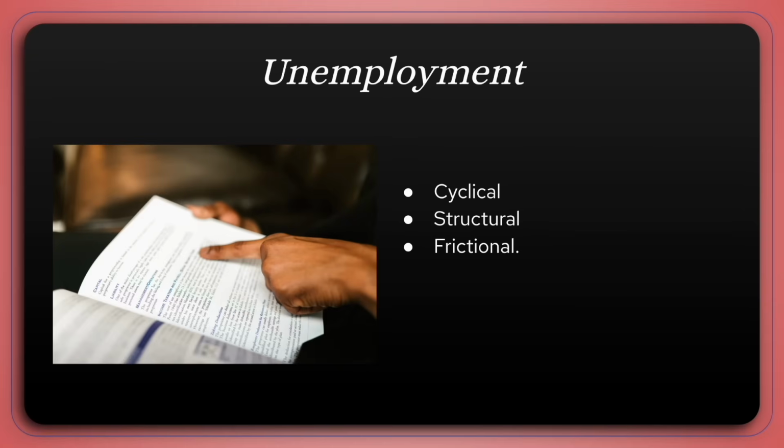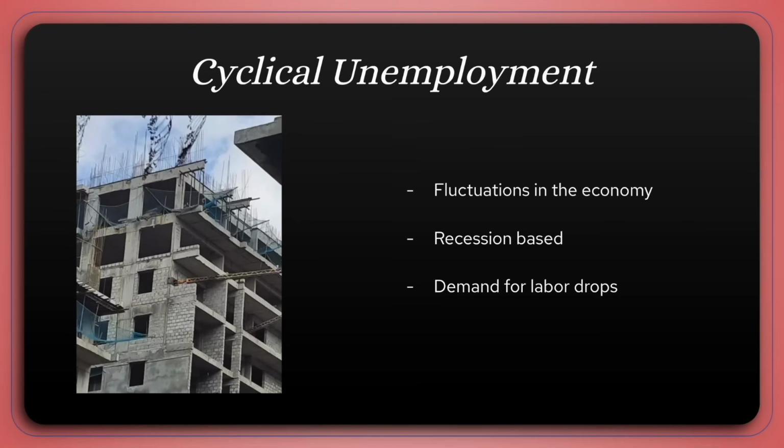So first, unemployment. Unemployment is split into 3 categories: cyclical, structural, and frictional. So what is cyclical unemployment? Cyclical unemployment results from fluctuations in the overall economy. When the economy enters a recession or a downturn, demand for goods and services decreases, causing businesses to scale back production. As a result, they lay off workers, leading to cyclical unemployment.